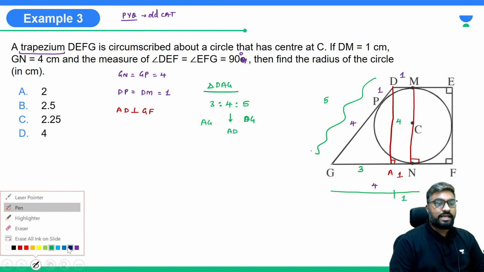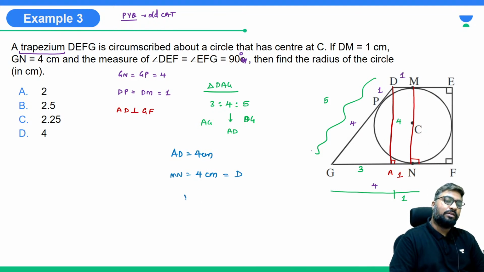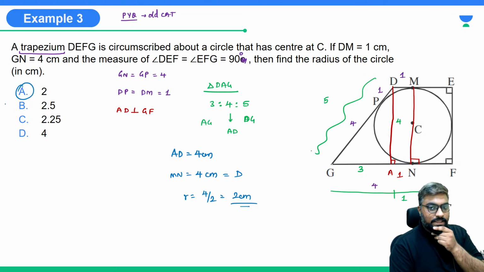If AD is equal to 4 centimeters, then obviously MN will also be 4 centimeters, correct? And what is MN? Diameter. Yes, if the diameter is 4, then what will the radius be? 4 by 2, 2 centimeters. Done? Yes. Done?